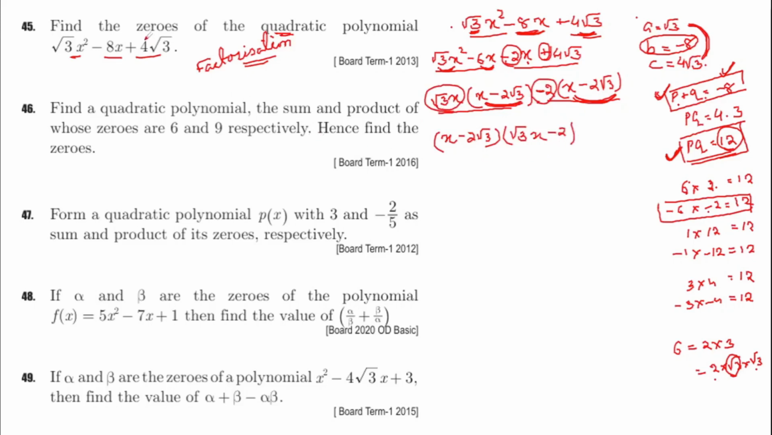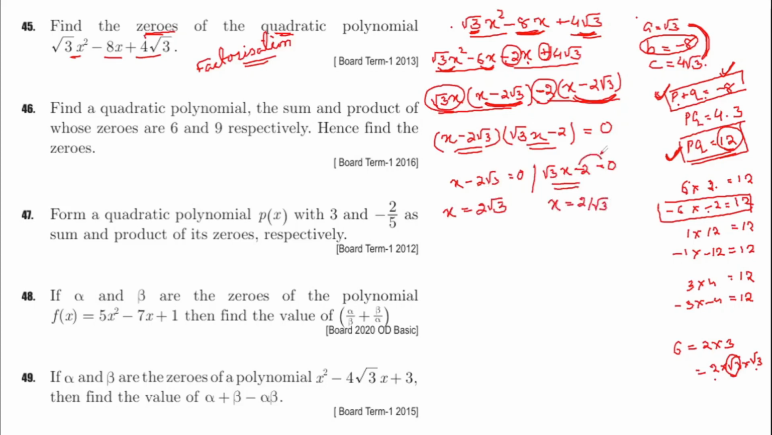Now we need to find the zeros. That means this polynomial must be equal to 0. Now, the product of two numbers is 0. That means either x minus 2 root 3 is equal to 0 or root 3x minus 2 is equal to 0. Now if this is 0, the value of x will be 2 root 3. And if this is 0, the value of x will be equal to 2 by root 3.